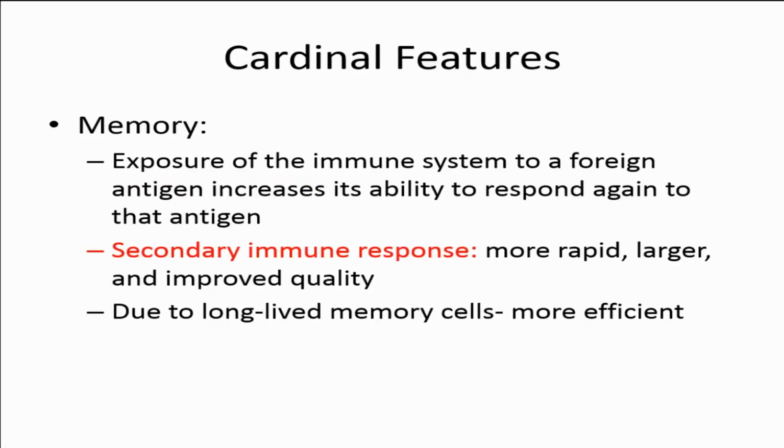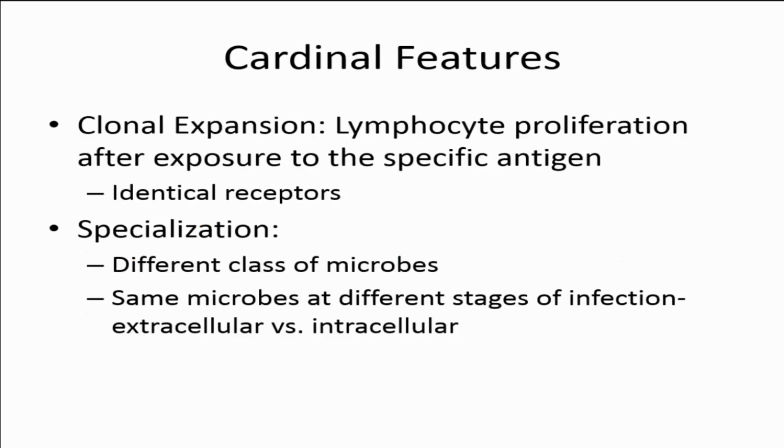So again, memory: exposure of the immune system to a foreign antigen increases the ability to respond again to the same antigen after the primary infection. So what's the secondary immune response? What's different about it? It's more rapid, it's larger, and it has improved quality. And of course, it's more efficient. Clonal expansion.